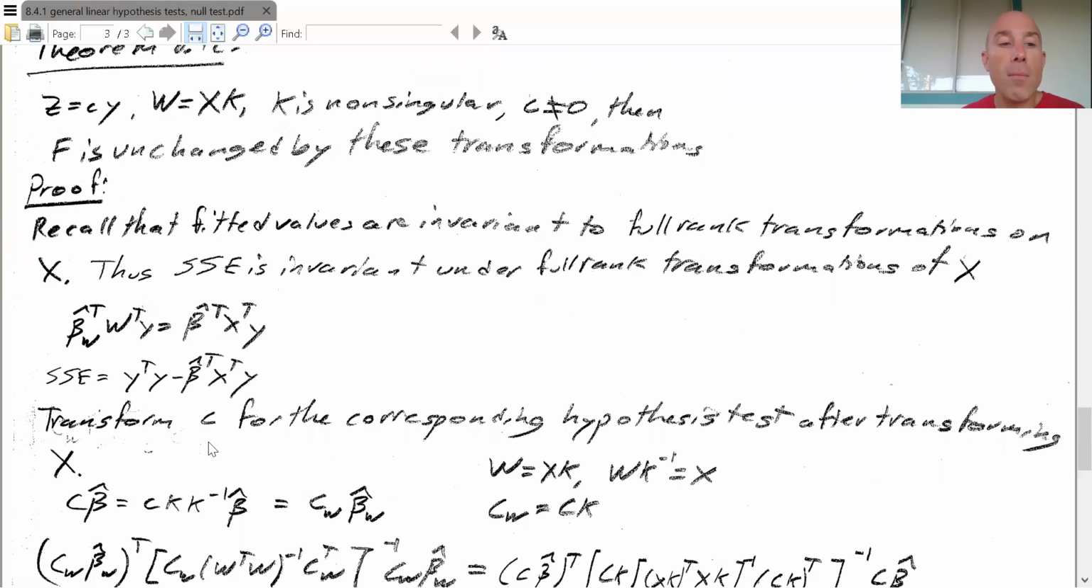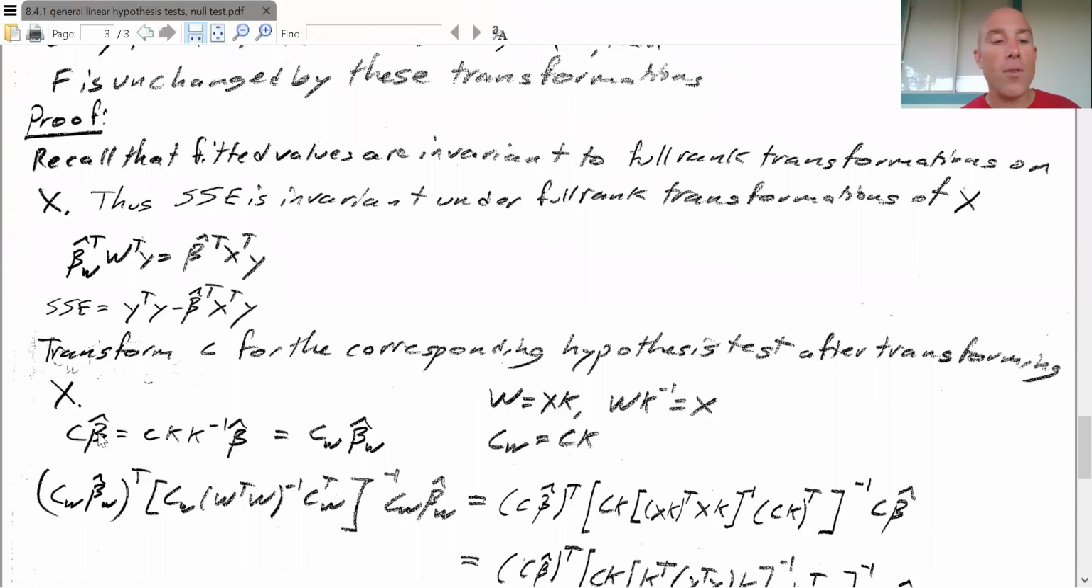All right, so we're going to alter C so that we have the corresponding hypothesis test on W after we change X. If we think about the matrix algebra for a little bit, I can choose C, the constant matrix working on W, so that I get, in reality, the same hypothesis test as I would if I'm working on X directly. So I have a particular hypothesis test I'm interested in.